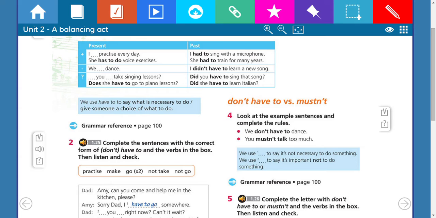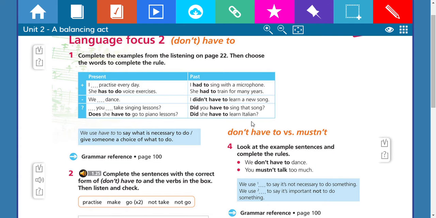Let's continue with number 4. In number 4, we have this activity. Don't have to and mustn't. In this case, those are negative. Focus on this part. Don't have to. So we're going to talk about negative sentences. For example, look at the example sentences.